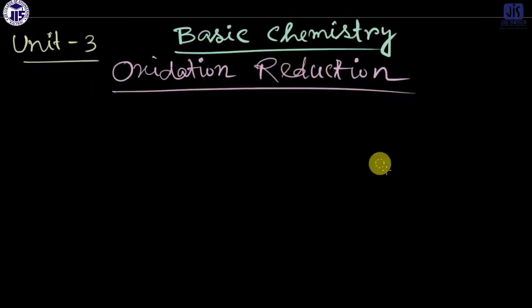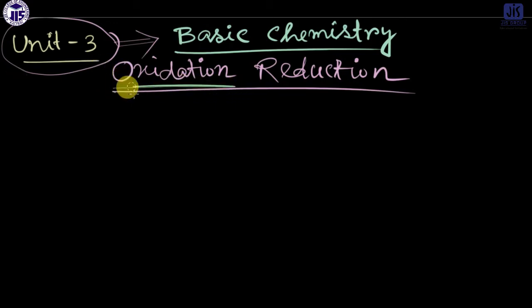Today we'll discuss what oxidation is, what reduction is, what the oxidation number is, and how we can determine the oxidation number. All these things are included in Unit 3 of Basic Chemistry. So first of all, let's discuss how we can define oxidation.